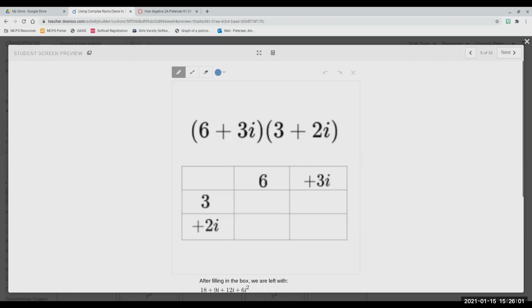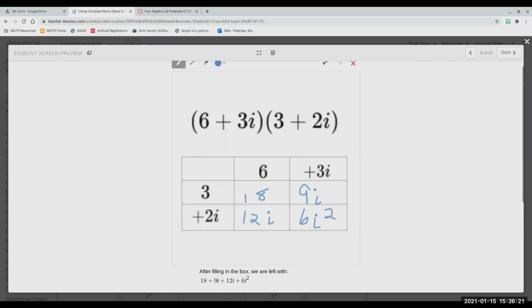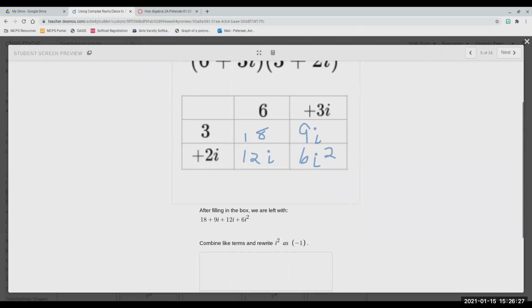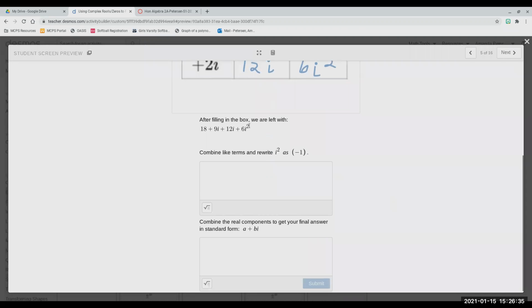Alright, so whether you use FOIL method or box method, up to you. Either way, you're going to end up with 18, 12i, 9i, and 6i squared. Which, if we look below, we see is in fact correct. Alright, well now what? Well, I just multiplied two complex numbers, and I want to write my final answer as a complex number, so I got to do some simplifying. So I take my 18 plus 9i plus 12i plus 6i squared, and we're going to simplify it.